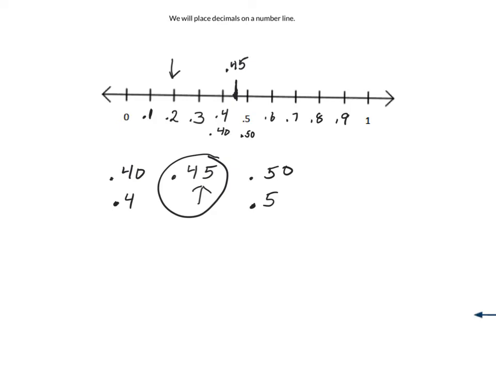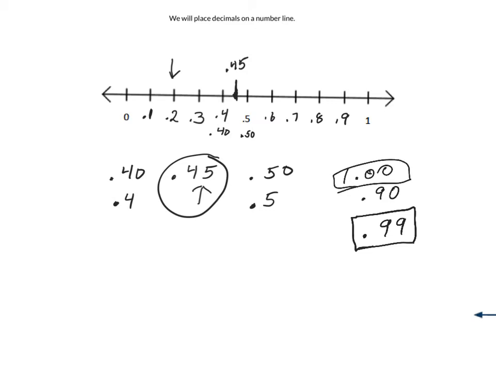And the last one to label is 99 hundredths. So again, 99 hundredths is like 99 pennies out of a whole dollar. So that's going to be more than 90 hundredths and just a little less than 1 whole. So we're going to put it right up here, right at the end, and that'll be 99 hundredths. Now complete that on your paper.